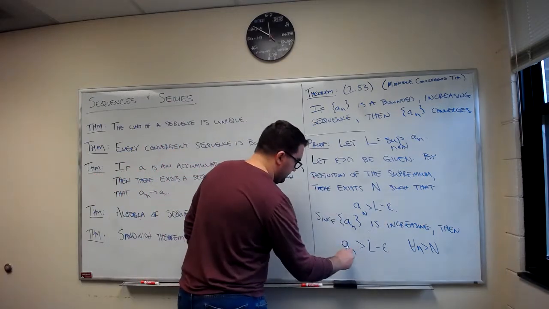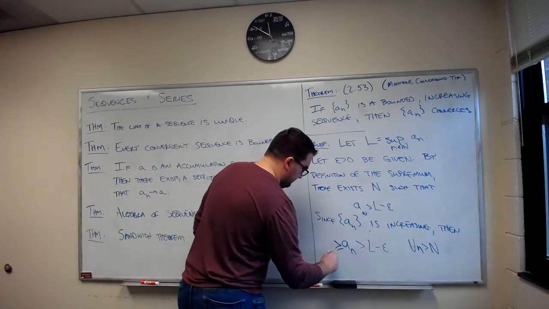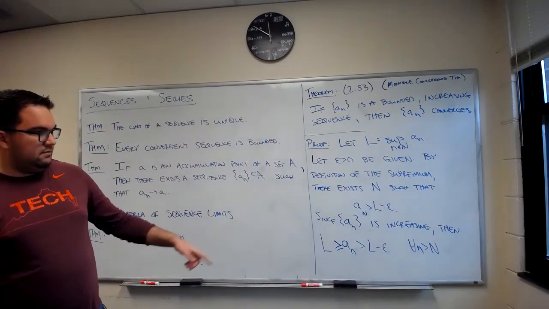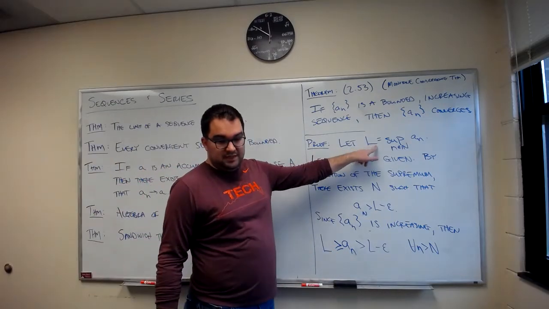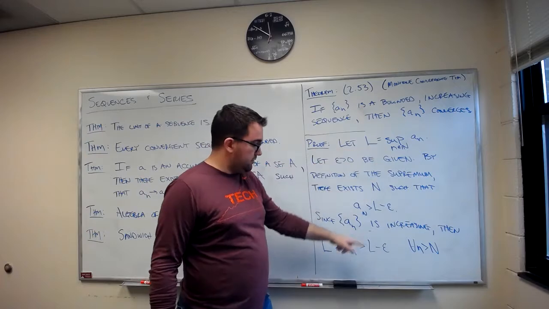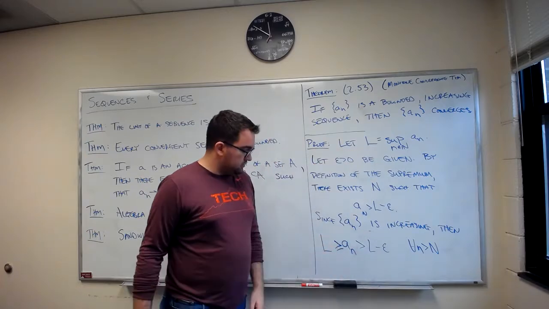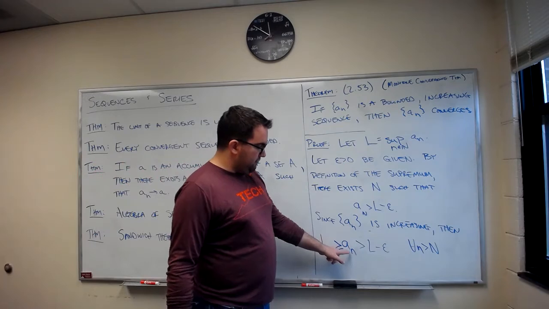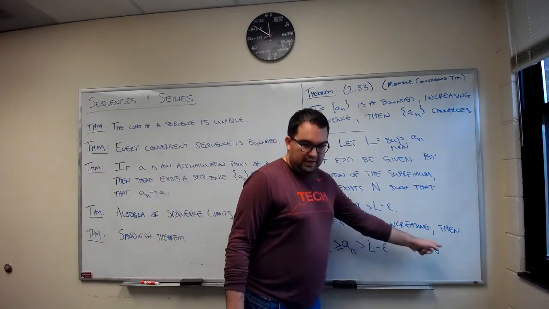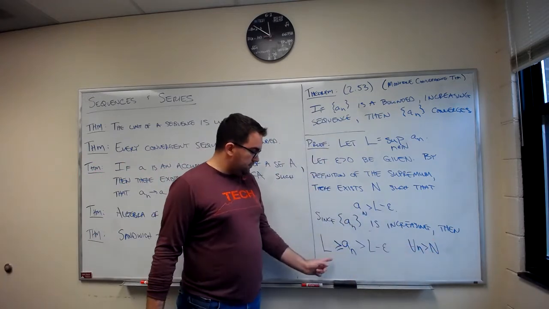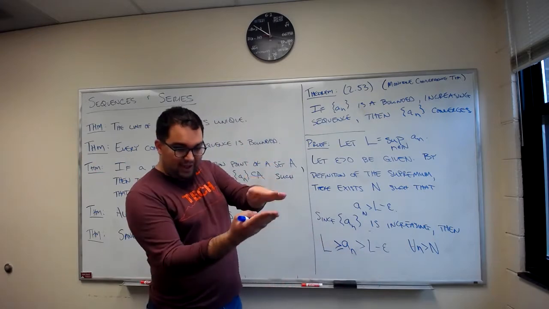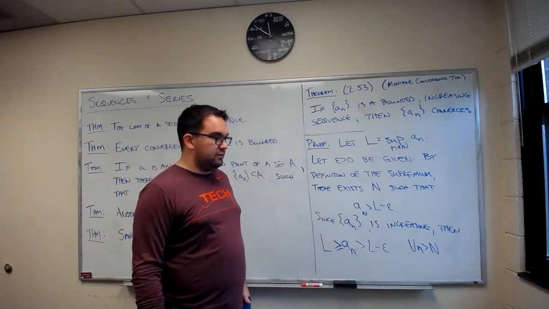Well, we also know that this thing, right? Again, L is the least upper bound, so it is an upper bound. So every a sub n is also less than or equal to L. What is this telling me now? This tells me that every element of my sequence where n is greater than capital N is trapped between L and L minus epsilon. So it's trapped in that epsilon band that I want.